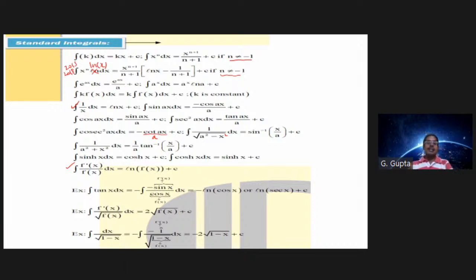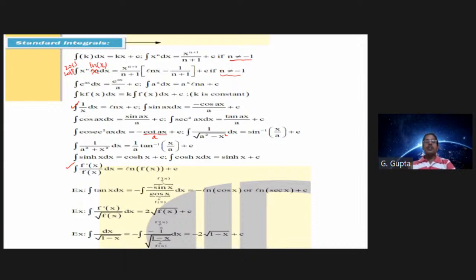So for example, integral tan x. Tan x, here the denominator is 1. The derivative of 1 is 0, but the numerator is already tan x. So it is better to express it in simpler terms. What are the simpler trigonometric terms for tan? Sin and cos. So sin x by cos x. Then I kept a minus outside and a minus inside, minus and minus make plus. Why should I do it like this?